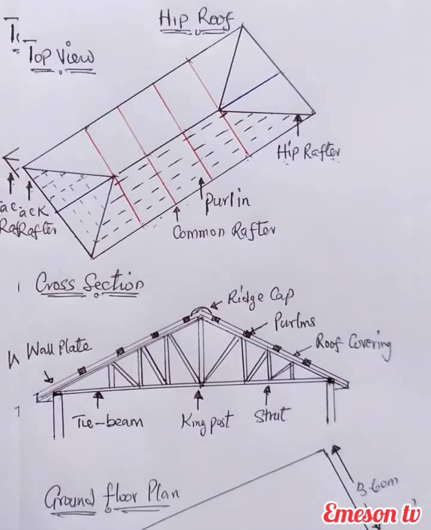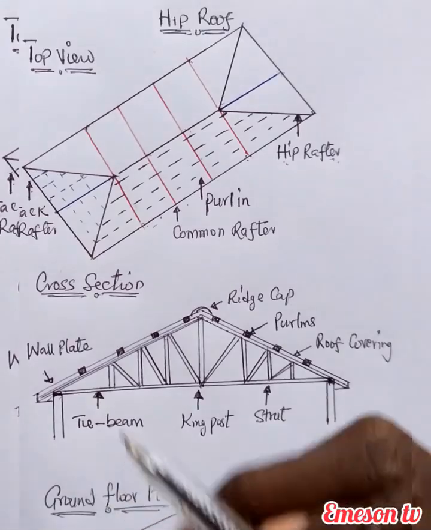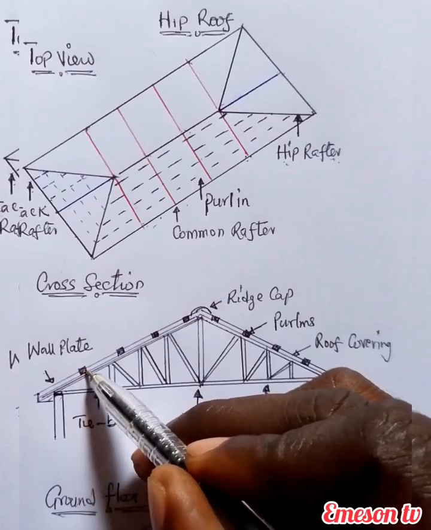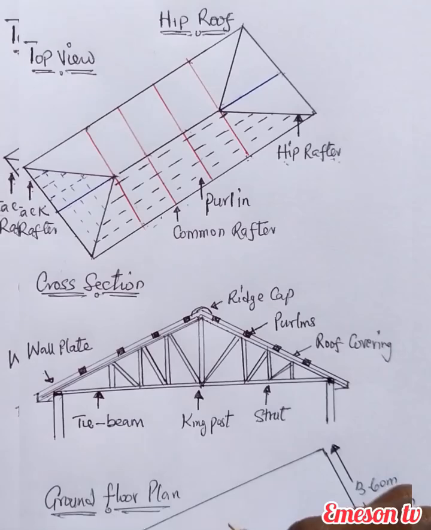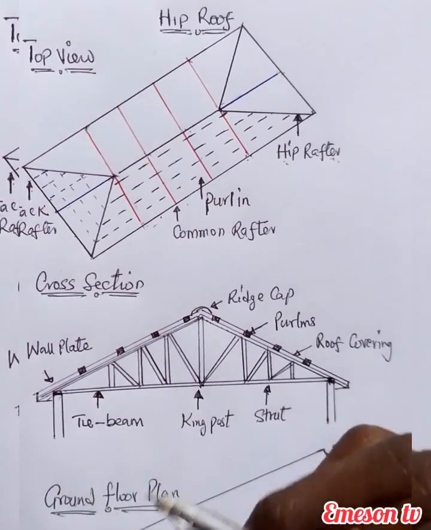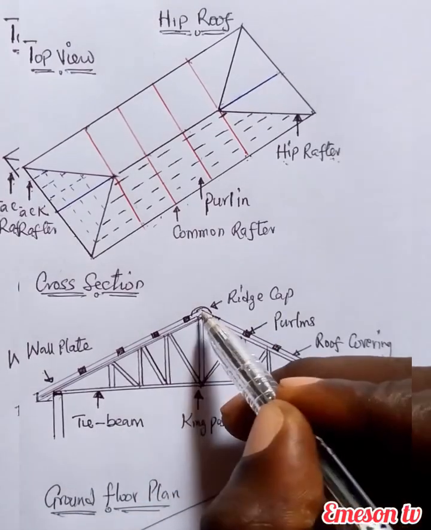So the next member for us to talk about is what? Let's also identify our purlins. Purlins are those members that come directly on top of our rafter. Look at these members. These members are called purlins. Having identified our purlins, the next thing for us to identify are our roof coverings.